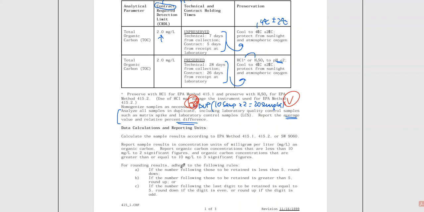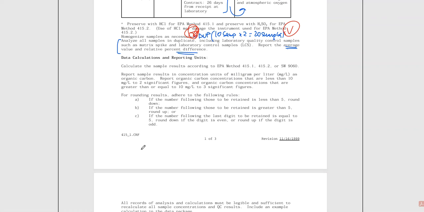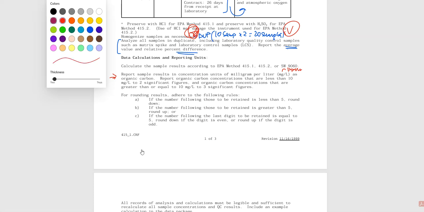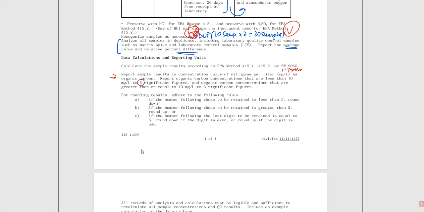Next up, it says calculate the sample result according to the EPA method. And it even tells me, look, report the sample results in concentration units of milligram per liter, aka ppm. That's going to be a question on Canvas, so you might as well get ready for it. And then as organic carbon, report the organic carbon concentrations that are less than 10 to 2 significant figures.